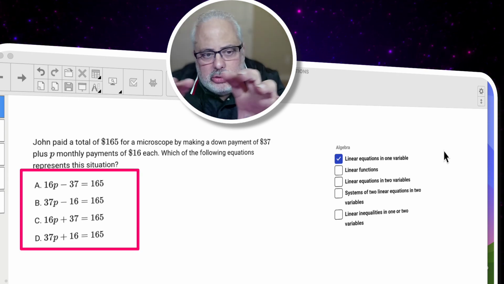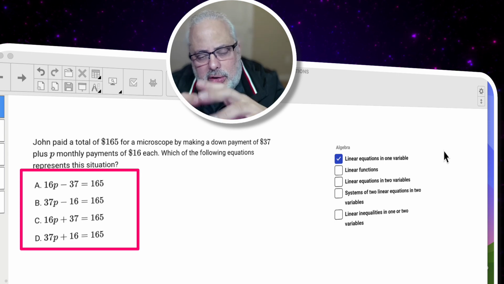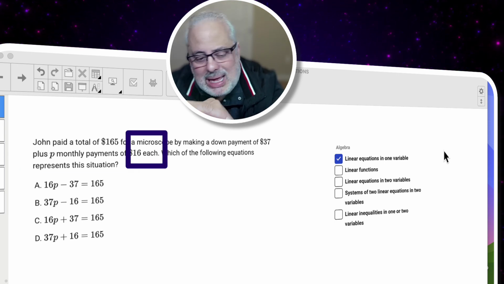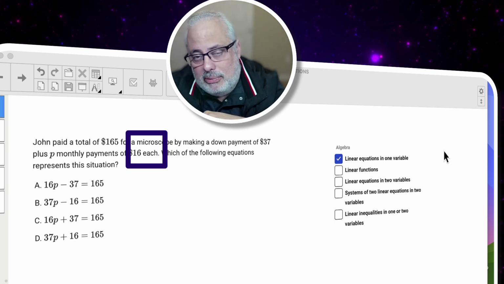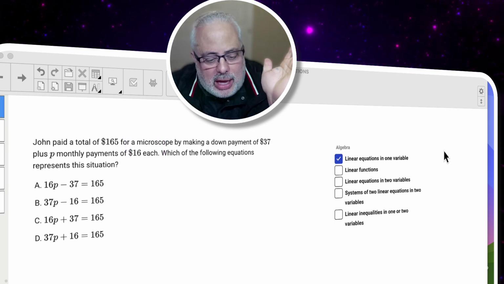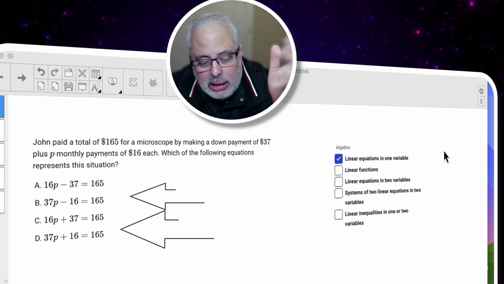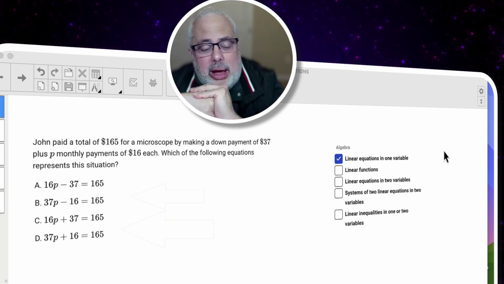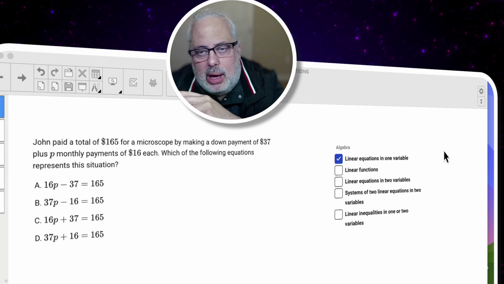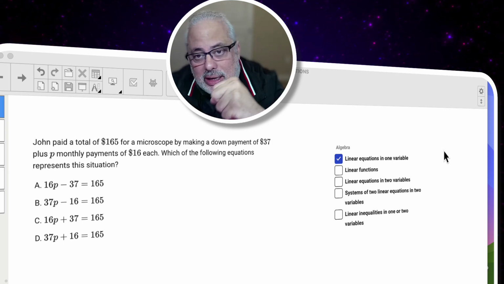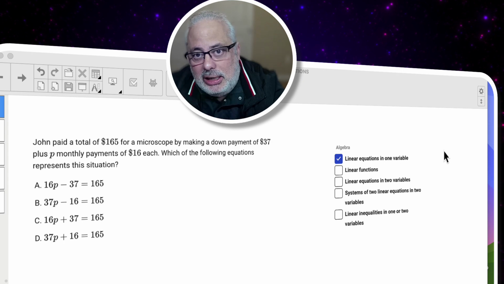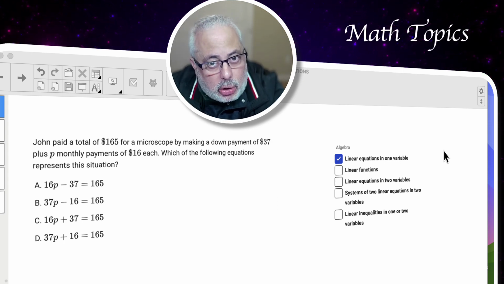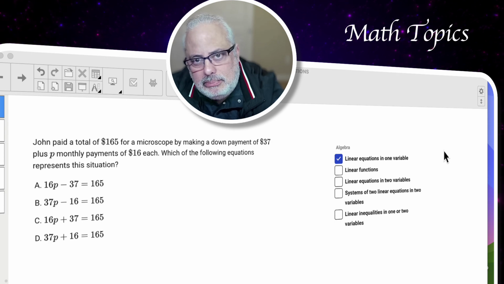If you know how the structure of the equation is, and if you know, for example, that the coefficient of the variable is the rate, and the rate here is the monthly payment of $16, you know that you don't have to worry about choice B or choice D. Why? Because the coefficients on those two answers are 37 and 37, and the monthly payment is clearly $16. This is knowing structural mathematics.